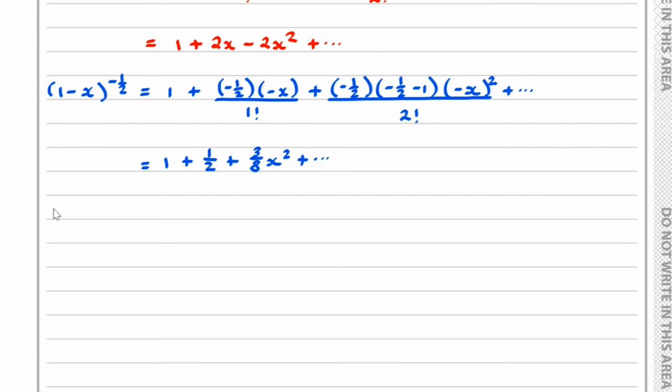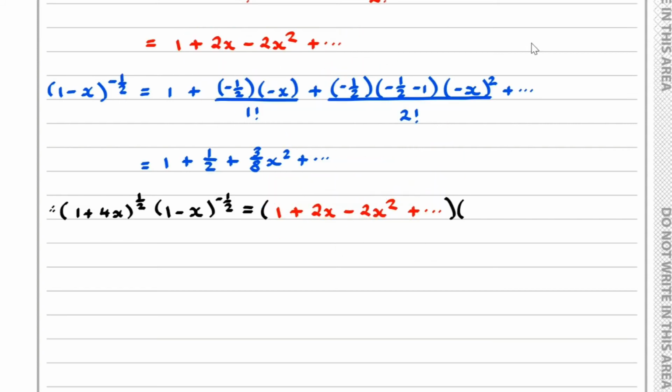And so, therefore, the expansion of 1 plus 4x to the power of 1/2 multiplied by 1 minus x to the power of minus 1/2, that will be given by, well, I've got this expansion over here, and then I multiply this by the expansion shown here. And now I need to expand all of these terms.